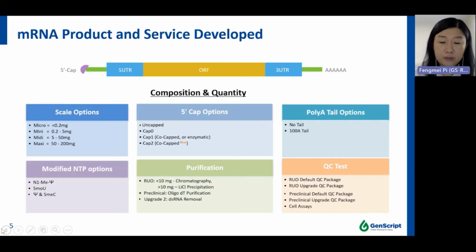And we also have preclinical grade RNA. With that, we do oligo-dT purification and optionally double-stranded RNA removal, which will help to give you the highest purity of RNA when it's a long one and get minimum residue of double-stranded RNA, which is also a source of triggering immune response. We are also offering a full spectrum of QC tests that will be introduced later.